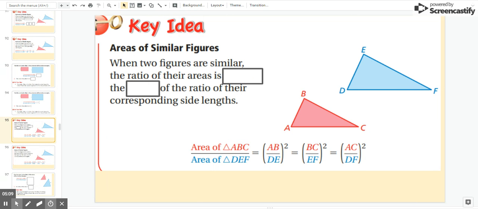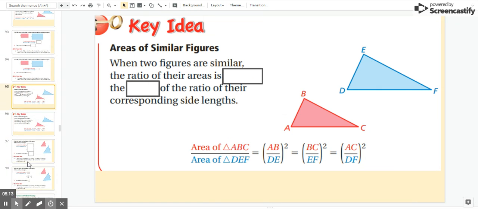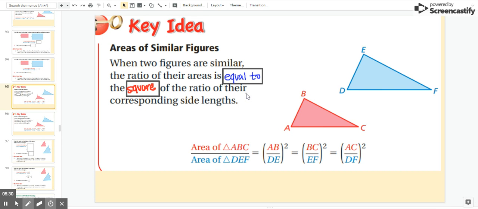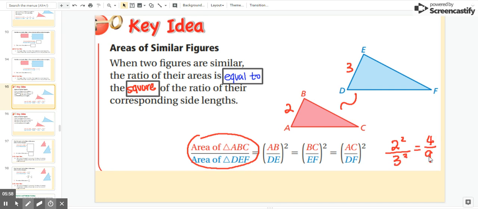What about the areas? If I give you the conclusion about areas: when two figures are similar, the ratio of their areas is equal to the square of the ratio of their corresponding side lengths. So the ratio of the area of red to blue, for example, if this is 2 and 3, and I don't know the rest of them, but if they are similar, you can conclude that the ratio of the areas between these two triangles is going to be 2 squared to 3 squared. So it's 4 to 9.